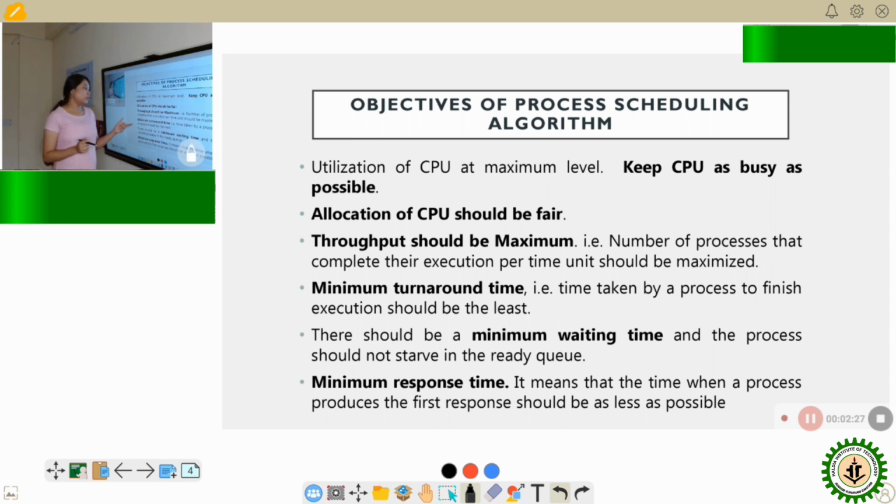Turnaround time is basically the time taken for a process to finish its total execution. Next, response time means the time when a process first gets the signal. So whenever we get a process, we try to allocate that process to the CPU as early as possible. Okay, that is our response time.